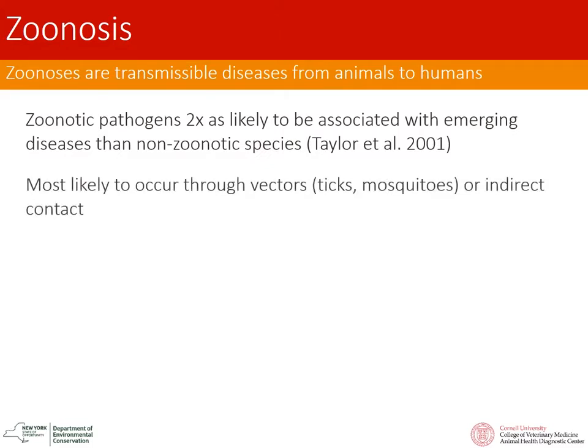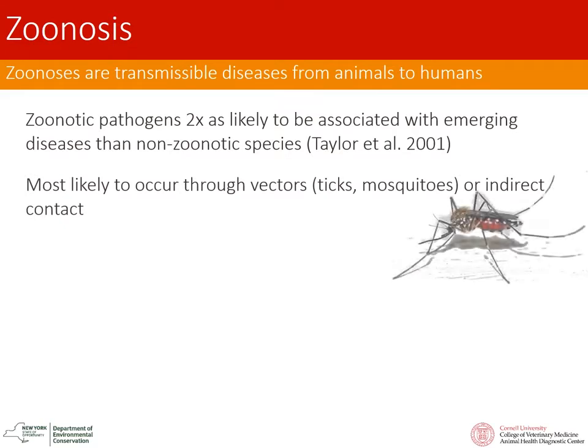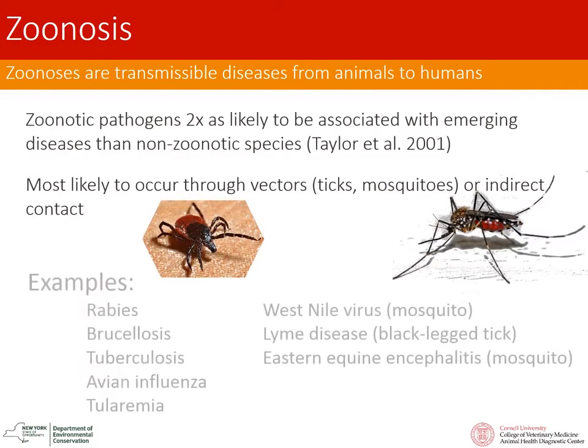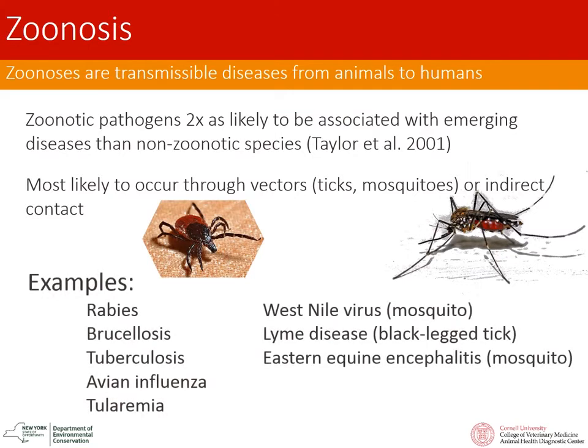The mode of transmission of zoonotic species is also more likely to occur through vectors, such as mosquitoes or ticks, or by indirect contact rather than direct contact. Some zoonotic diseases you may encounter during the course of your work as a biologist include rabies, brucellosis, tuberculosis, avian influenza, tularemia, West Nile virus, Lyme disease, and eastern equine encephalitis.